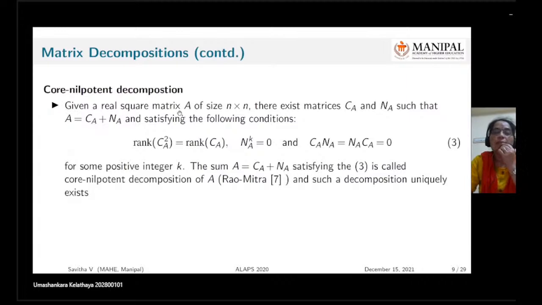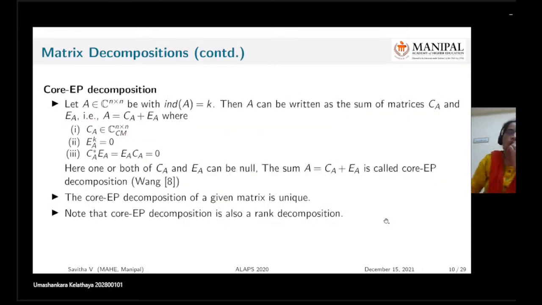Given a real square matrix A, there exist matrices CA and NA such that A equals CA plus NA satisfying the following conditions: rank CA squared equals rank CA, NA to the power K is 0 for some integer K, and CA NA equals NA CA equals 0. Then the sum A equals CA plus NA satisfying these is called the core nilpotent decomposition of A, and this type of decomposition uniquely exists.